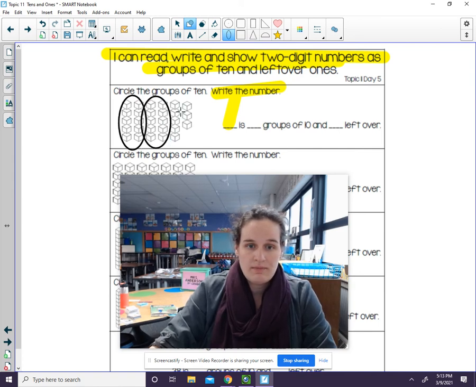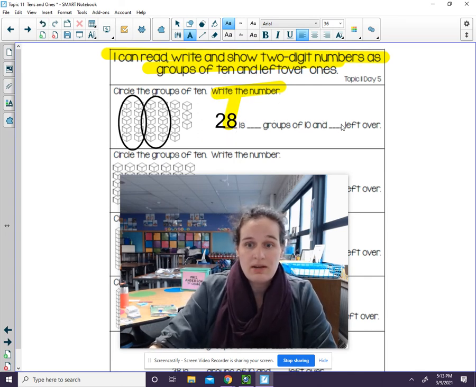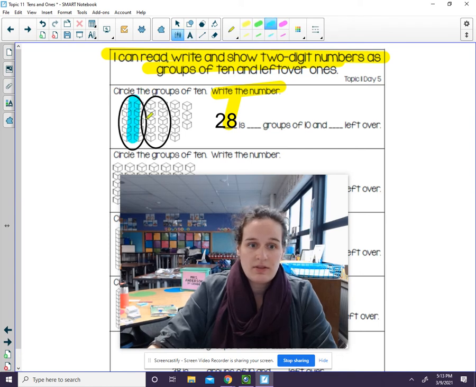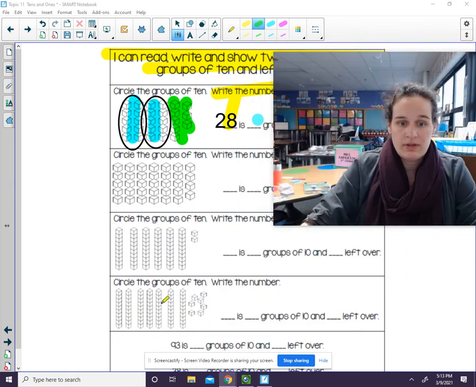10, 20, 21, 22, 23, 24, 25, 26, 27, 28. So we know that's 28. Now you need to fill in the groups of 10 and the leftover. So you'll count how many groups of 10 there are. That goes here. And then you count the leftover ones. That goes there. You'll do the same thing for the next 3.